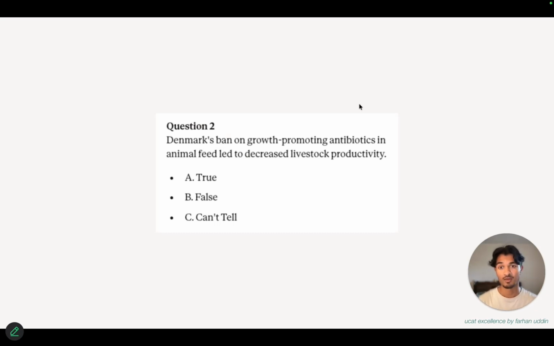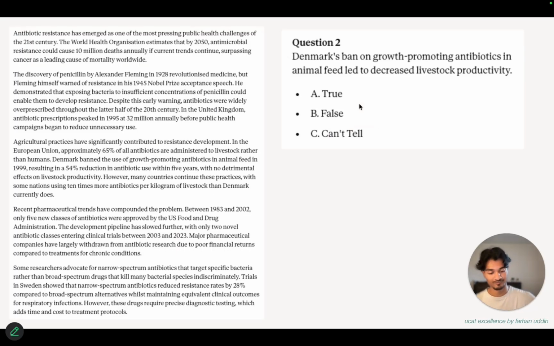Hopefully you're seeing that Denmark is a good option because it might not come up that often, but antibiotics might not be so good because the entire passage is really about antibiotics. So we want to look for the word Denmark. So where do we find Denmark? It's right here. So let's read what it says.